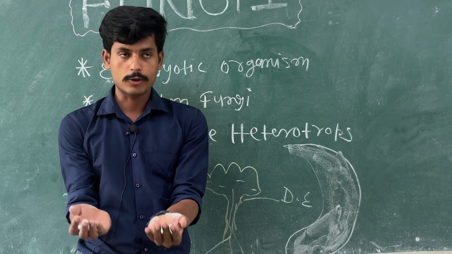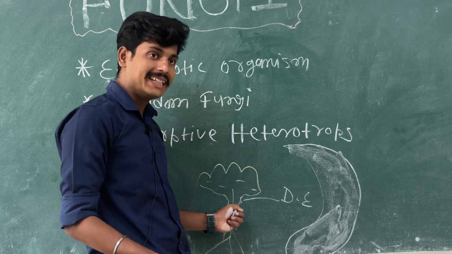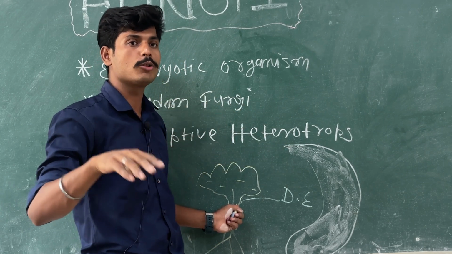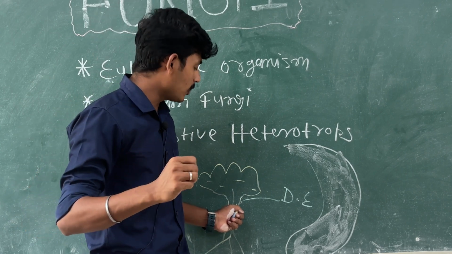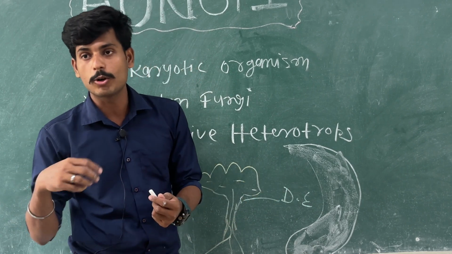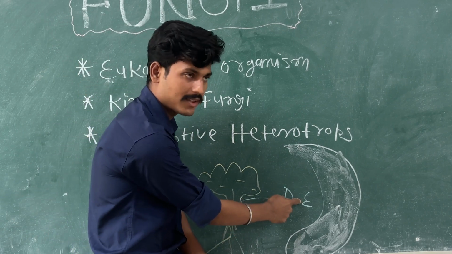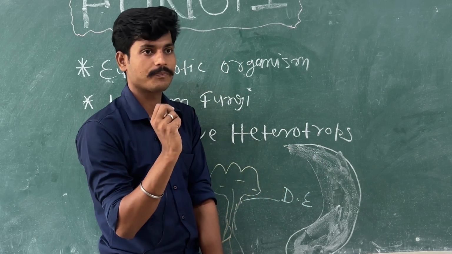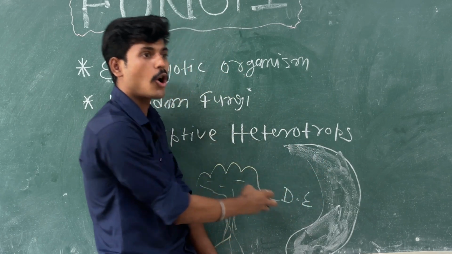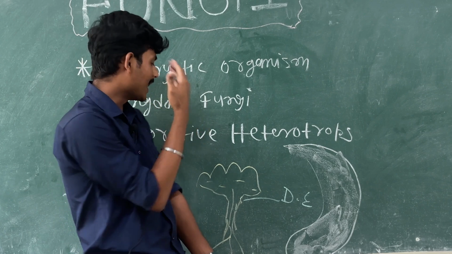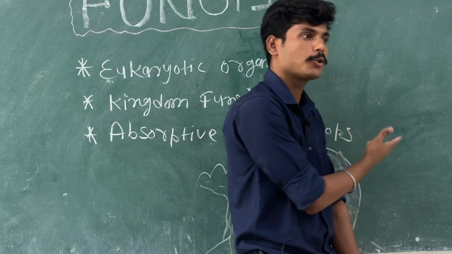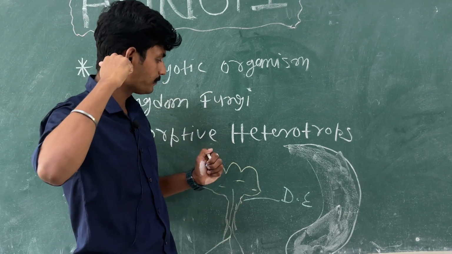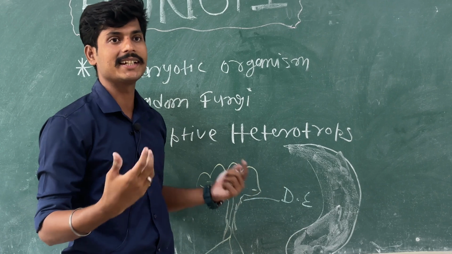Food is in macromolecular form, but what fungi need is a micromolecular form of that food. So in order to get that micromolecular form, it will release the digestive enzyme. The digestive enzyme will work over here and start breaking it into small sizes. And then this fungi will absorb. That's why it is called an absorptive heterotroph. Clear? Fine. So this is how the fungi get their food.